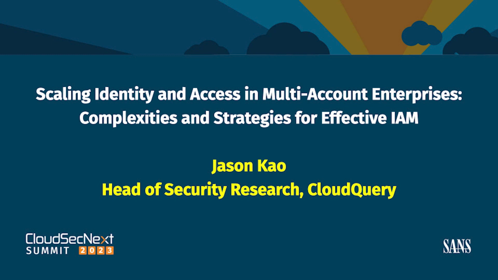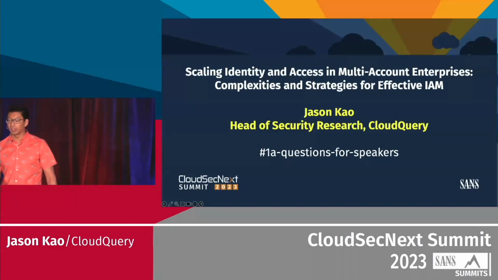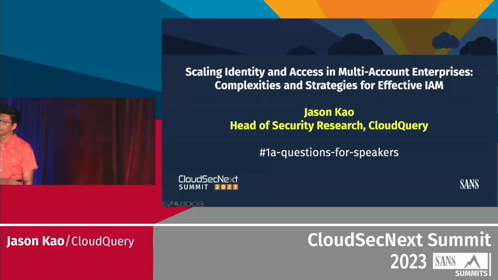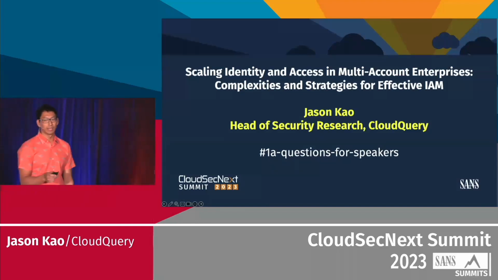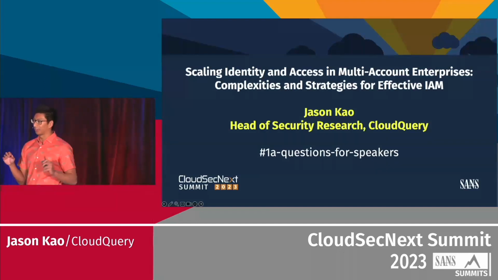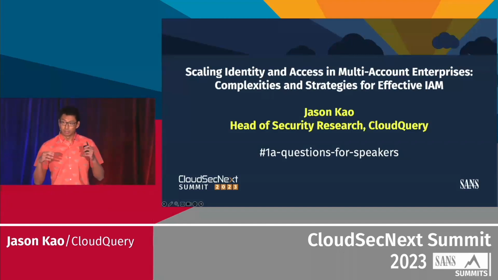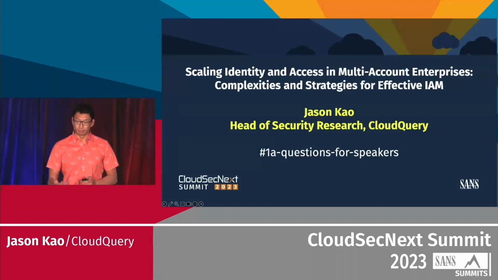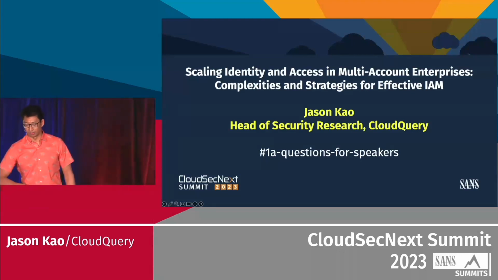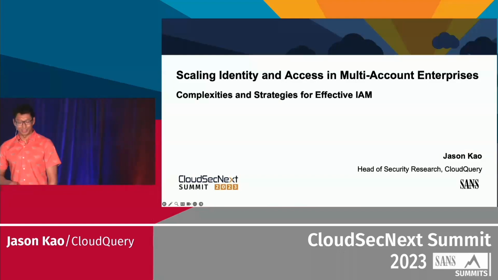And I'm here to talk to you today about scaling identity and access in multi-account enterprises, and the complexities and strategies for effective IAM. Before I move on, I'd like to call out a few things. I think there are a couple of trends we saw earlier today. Will and Devin from HashiCorp talked about IAM, and I promise us three did not plan this together, but I'll continue a little bit of what they talked about, some of the more nitty-gritty pieces of IAM and some of the complexities there, as well as some of the things we learned about earlier today with all the other excellent speakers.